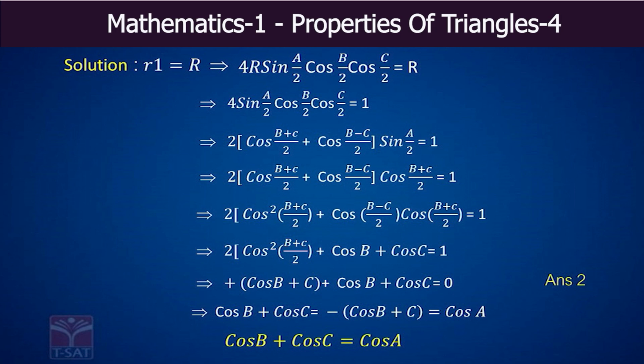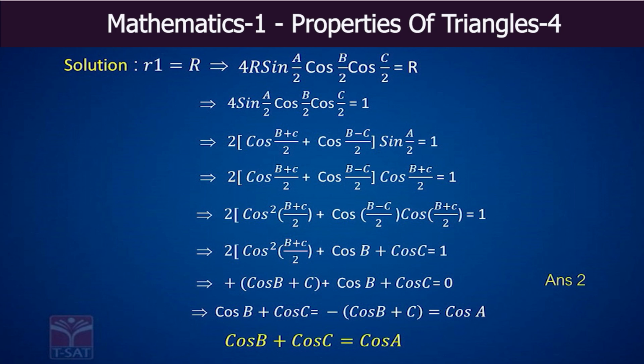Now you can cancel R on both sides. So 4 sin A by 2 cos B by 2 cos C by 2 is equal to 1. So that is 2 into cos (B plus C) by 2 plus cos (B minus C) by 2, into sin A by 2, is equal to 1. So that is 2 into cos (B plus C) by 2 into cos (B minus C) by 2 into cos (B plus C) by 2 is equal to 1.